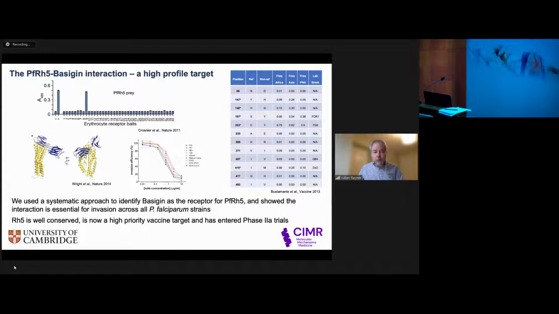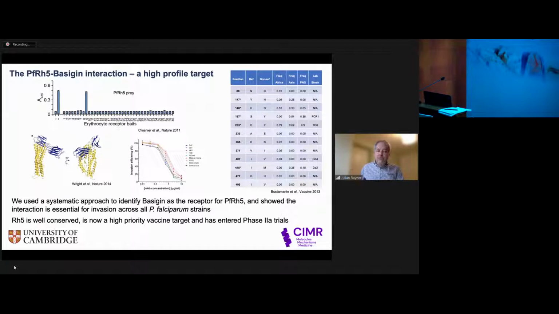Rh5 as a relative. And we thought all of this together, the fact that it seems to be an essential interaction for invasion, it seems to be used across strains, and it's a relatively conserved protein, made it a good vaccine target. And multiple other labs have worked on Rh5 as well, and it's now the focus of vaccine studies and entered phase 2 trials, that work is ongoing.